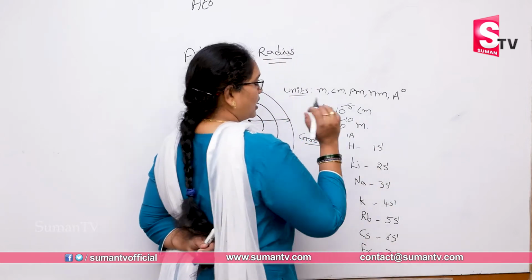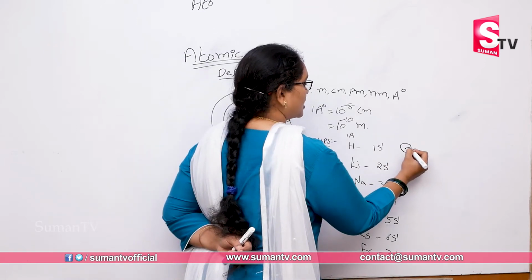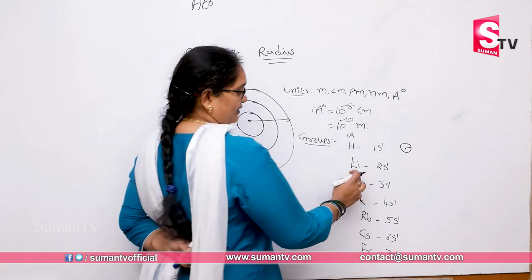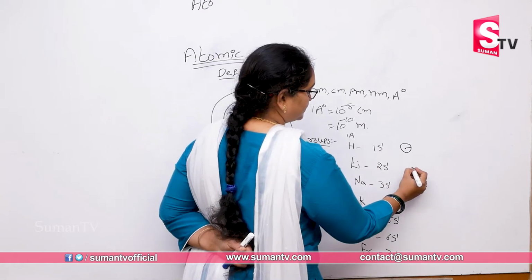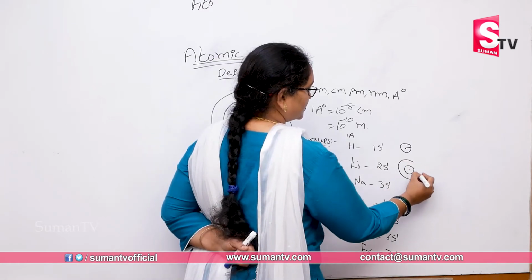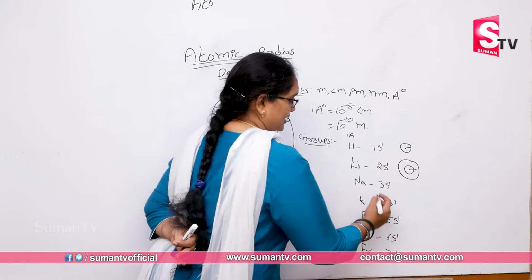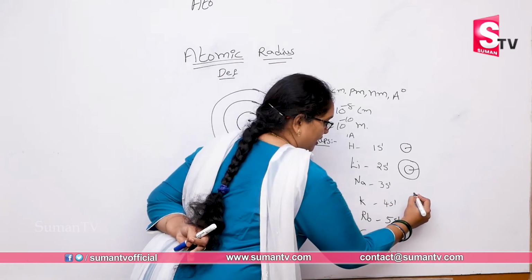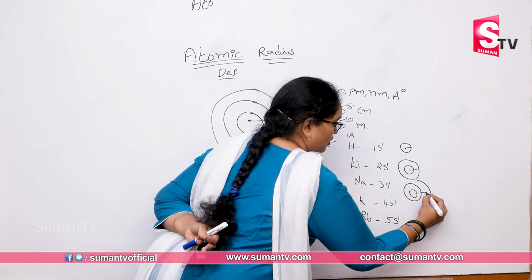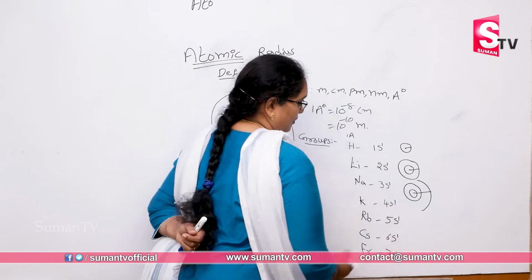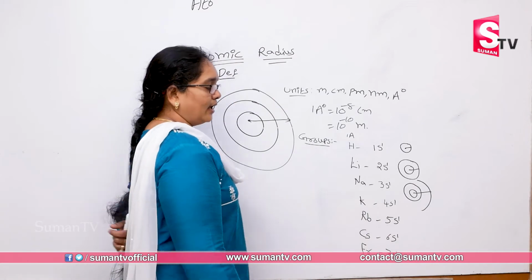If you take hydrogen, the distance from the nucleus to the first shell is the atomic radius. For lithium, the electron is present in the second shell, so the distance from the nucleus to the second shell is the radius. For sodium, from the nucleus to the third orbit is the radius. For potassium, from the nucleus to the fourth orbit is the atomic radius.